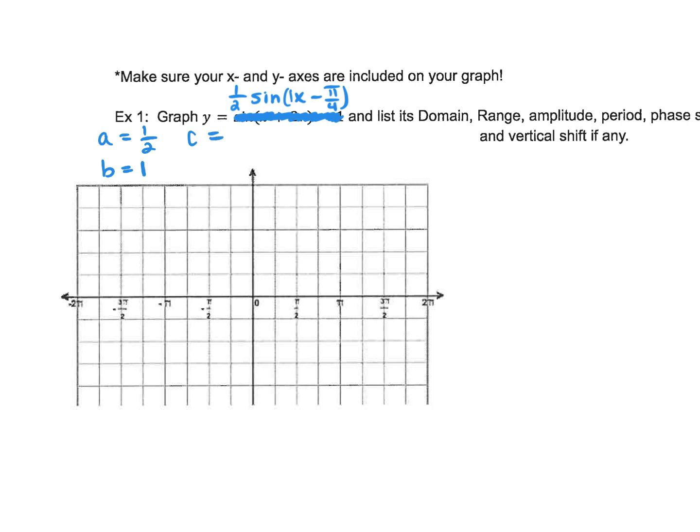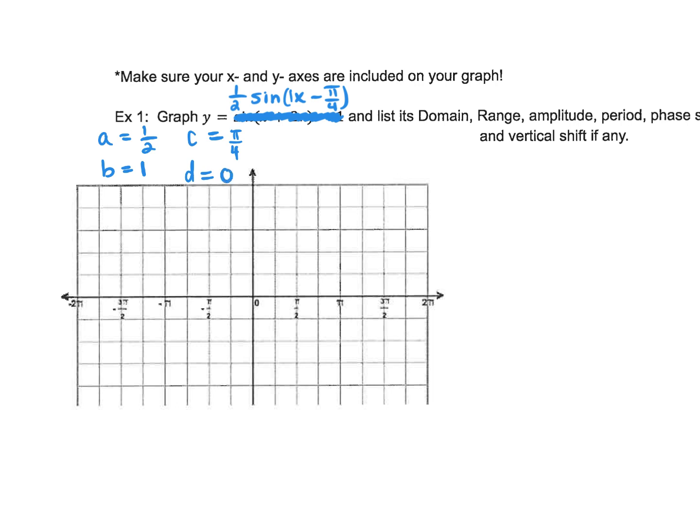C is what? It's pi over 4. Is it negative or positive? Be careful, because remember, it comes out of the parentheses as the opposite. So it's positive pi over 4. And D is what? Is there a D at the end? So there's an implied plus 0.